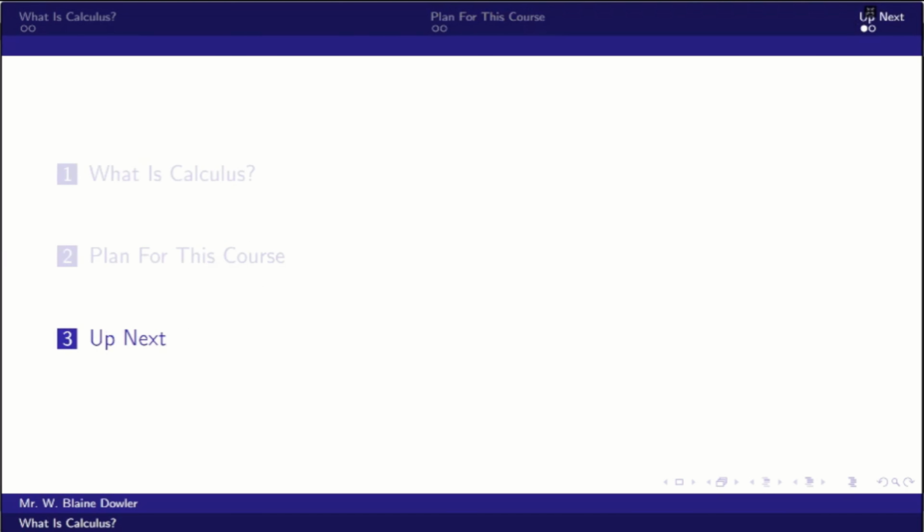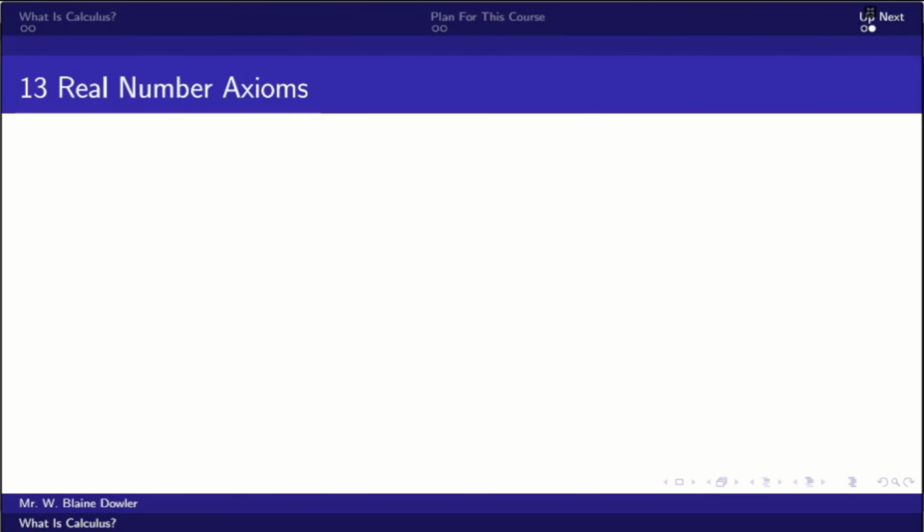So up next, we are going to continue our prerequisites unit by looking at the 13 axioms that define the real numbers. Axioms, if you didn't already know, are arbitrary statements that mathematicians assume to be true, but are not required to be true. They just make things more convenient if they are true. And we could completely define the real numbers with 13 of these. So we'll be looking at those in detail in our next lesson.